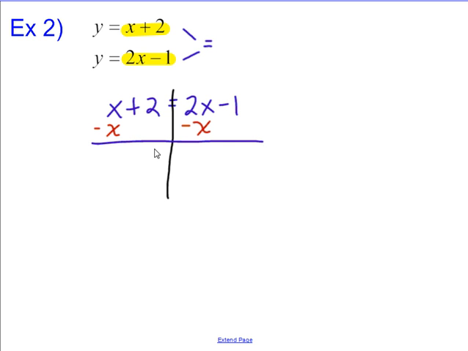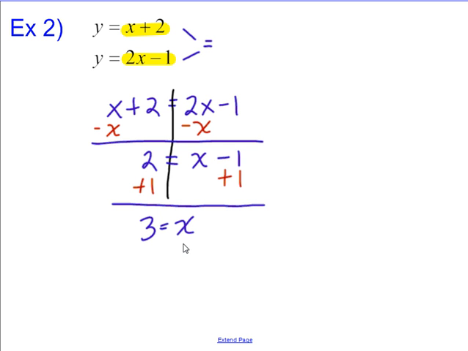x take away x is 0. We have 2. 2x take away x is x minus 1. So then we're going to try and isolate that x and get it alone. So we're going to add 1 to both sides. 2 plus 1 is 3. And so far we find out that x equals 3.